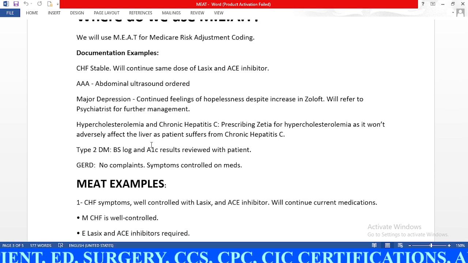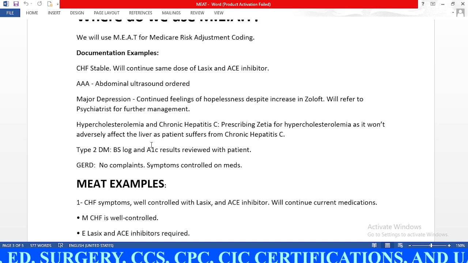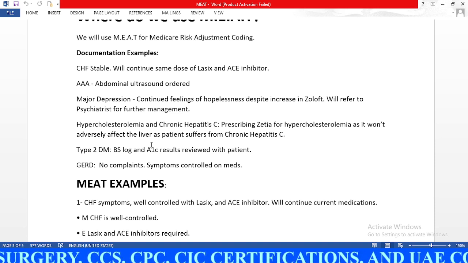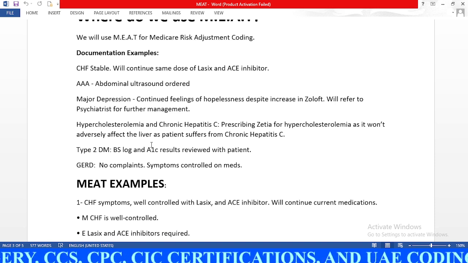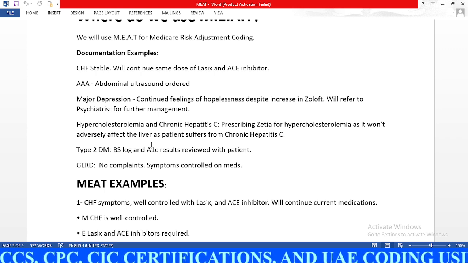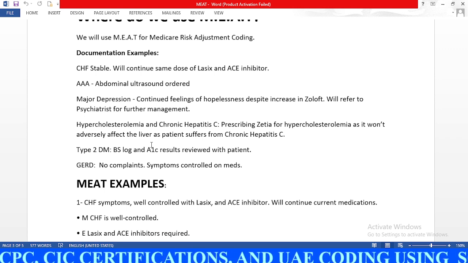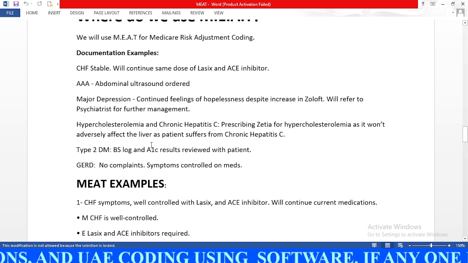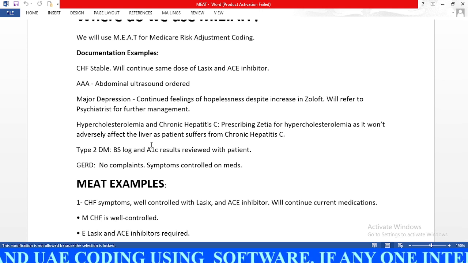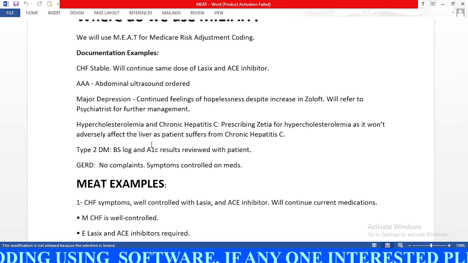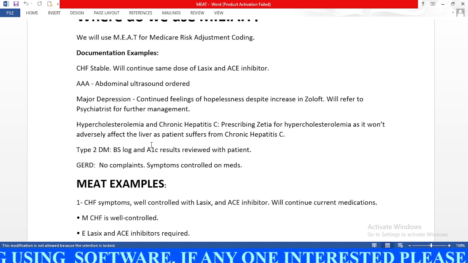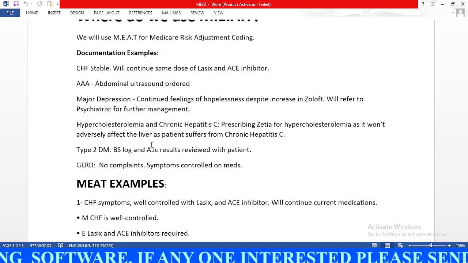The next one is AAA, usually called abdominal aortic aneurysm. Here the physician ordered an abdominal ultrasound. So here the physician evaluated or estimated the condition and ordered an abdominal ultrasound.